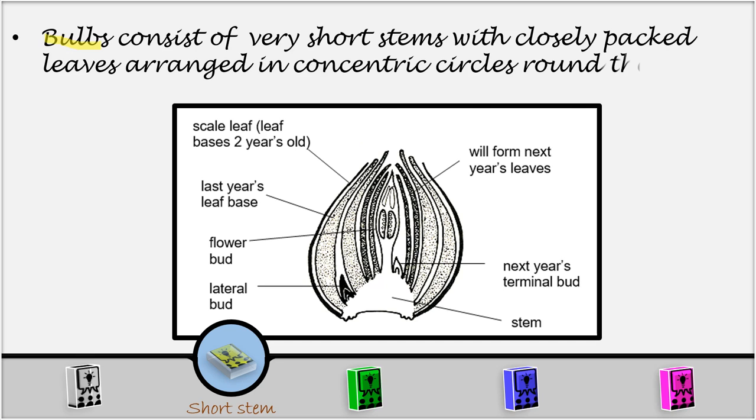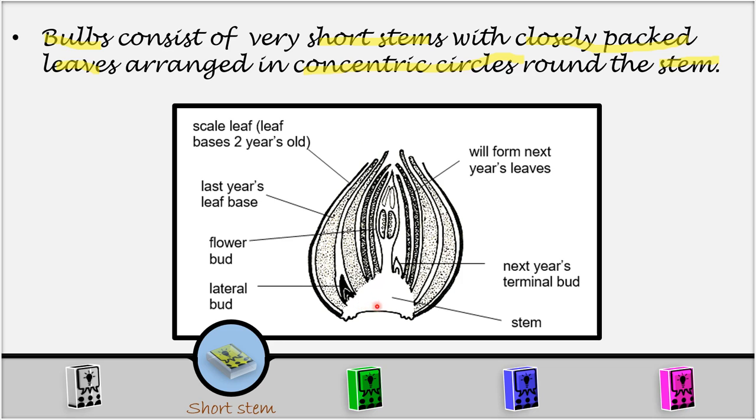Bulbs consist of a very short stem with closely packed leaves arranged in concentric circles around the stem. So now we are looking at the real bulb. This one here is our stem.